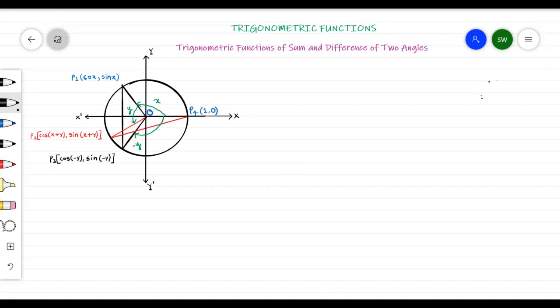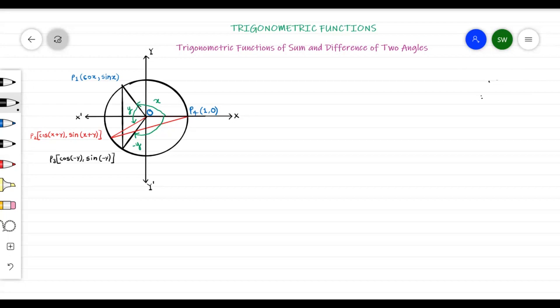This is a unit circle. See here, this ray makes an angle of x radian. Then P4OP1 makes an angle of x radian. Then P1OP2 is of y radian. Then in the clockwise direction, P4OP3 is of minus y radian.